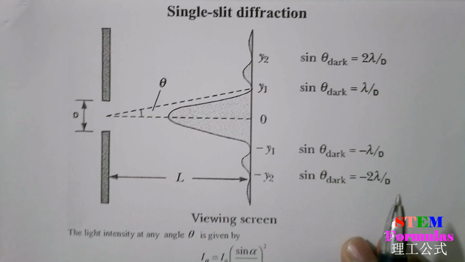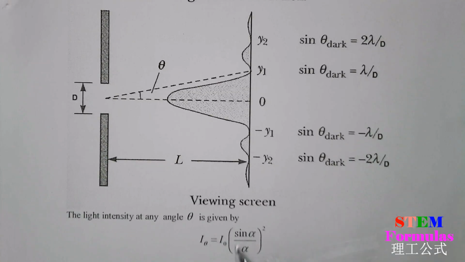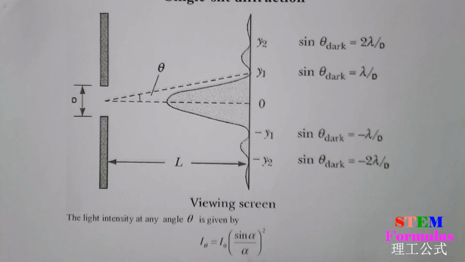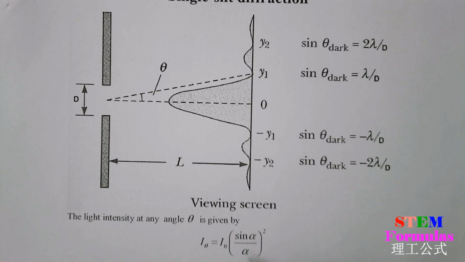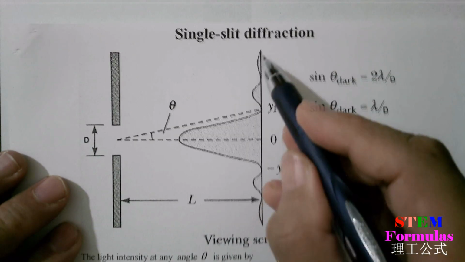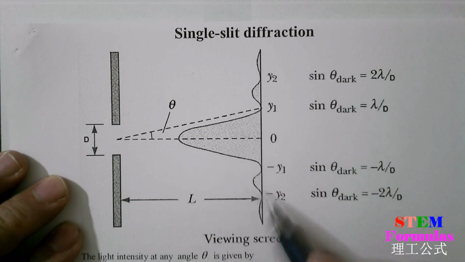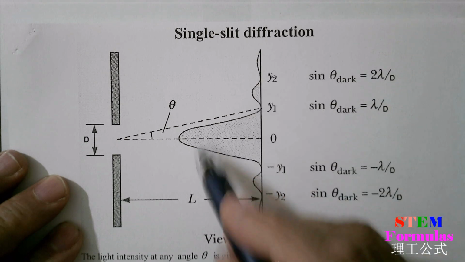If you plot this function, sine alpha divided by alpha is called the sinc function. If you plot this function, squared, you will get this distribution.